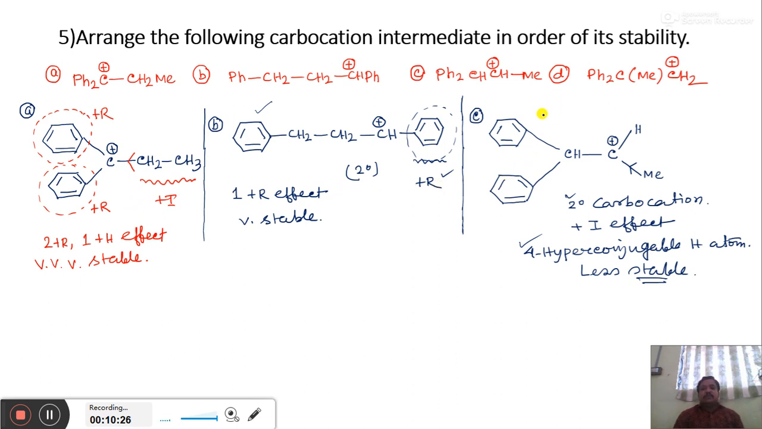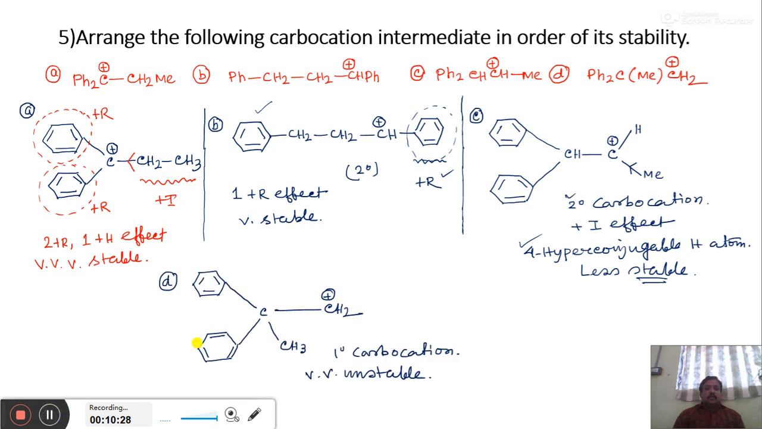Now let us draw the structure of D carbocation. Carbocation D is a 1-degree carbocation, has no plus R effect, a very weak plus I effect, and no alpha hyperconjugate H atom is present. So this carbocation is very unstable. So in increasing order of stability, the least stable carbocation is D, then stability increases to C, then stability increases to B, and the most stable carbocation is A. This is the correct order.